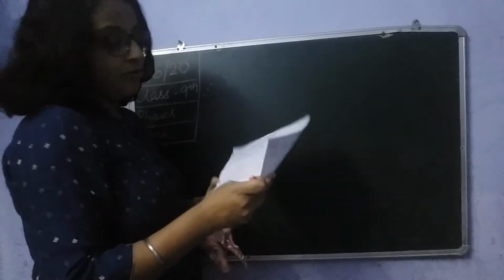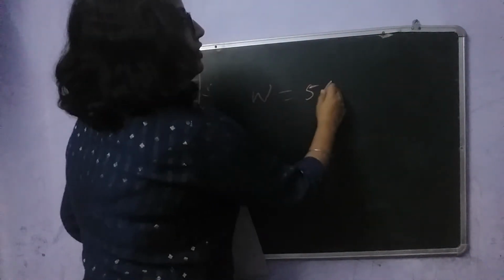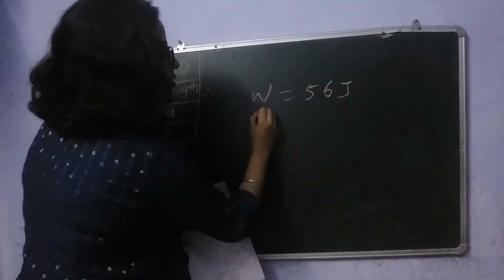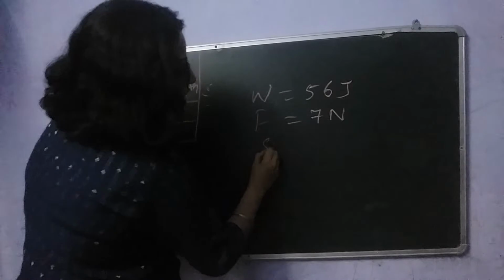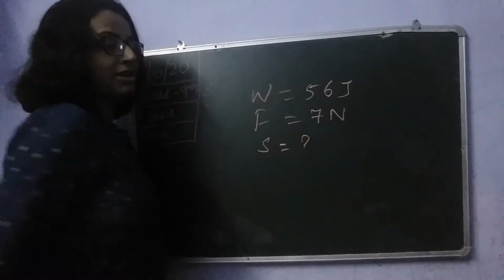A force and work done are given. Work done is 56 joule, and it is asked to find the displacement when 7 Newton of force is applied. Here it is given work done equals 56 joule and force is 7 Newton. We have to find the displacement.